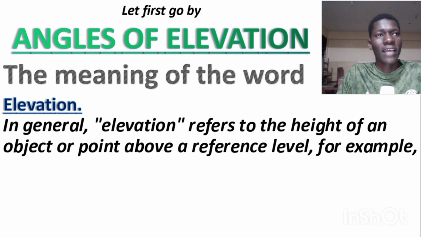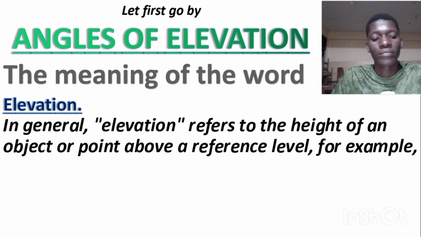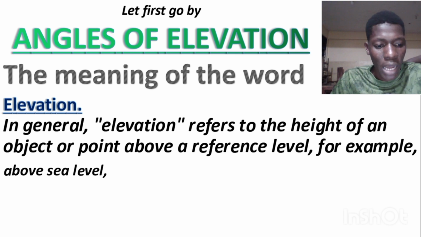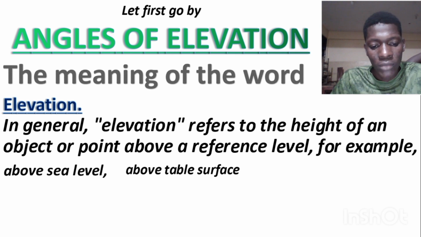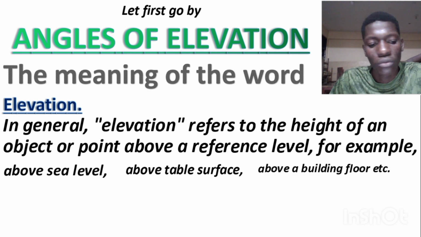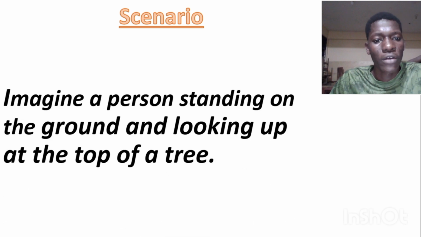Like a stone is hung above a table. You can say that stone is elevated above that table. So elevation is referred to the height of an object or a point above a reference level. For example, above the sea level, above the table surface, above the building floor, and all that. So let's look at some scenarios.